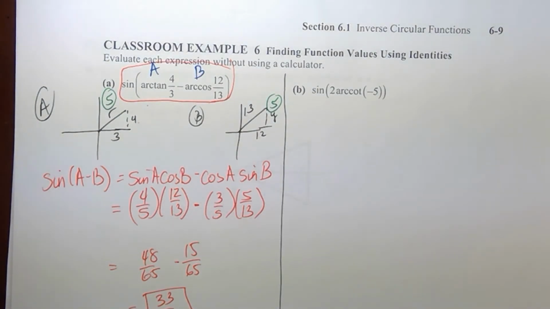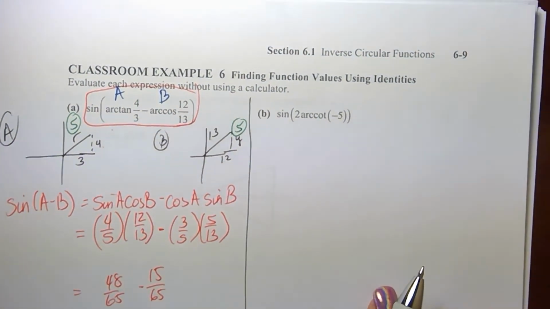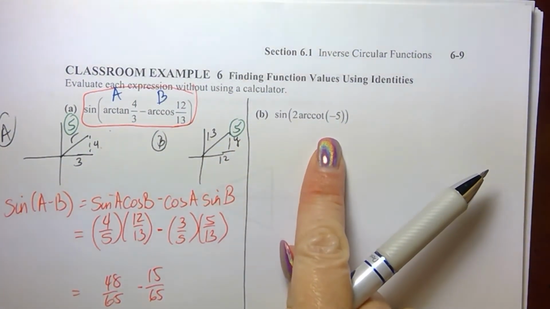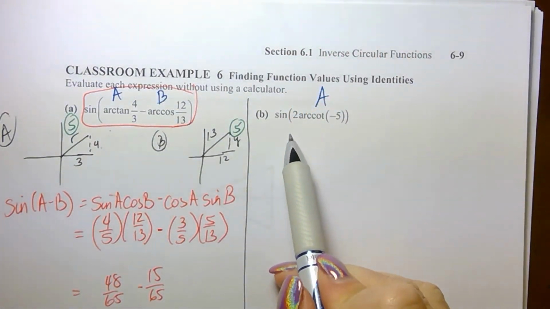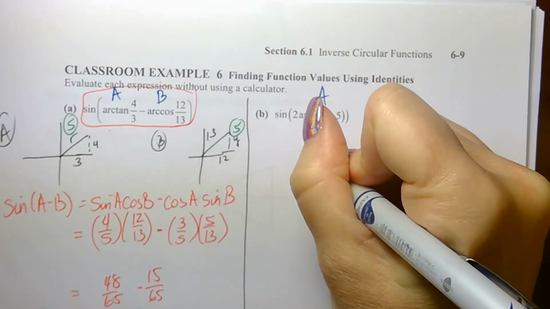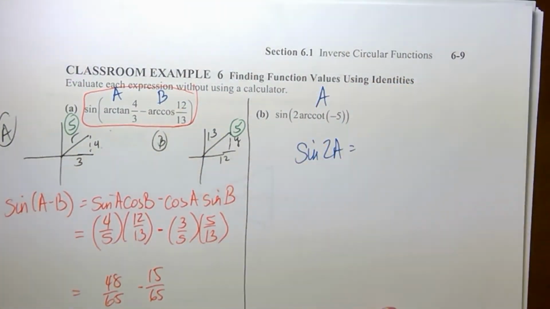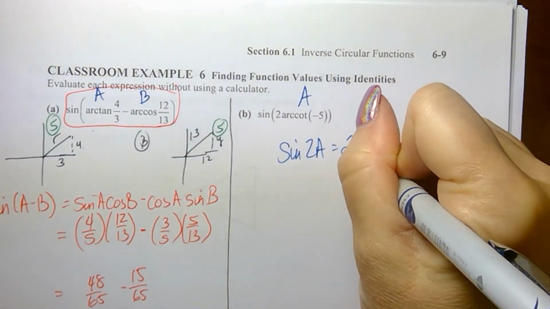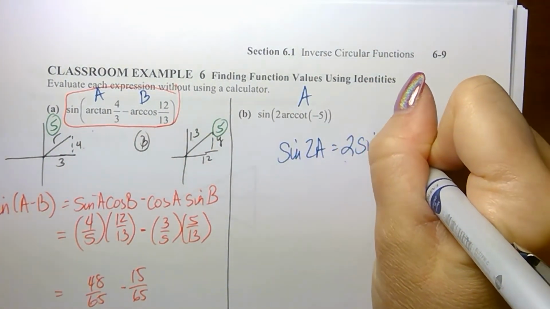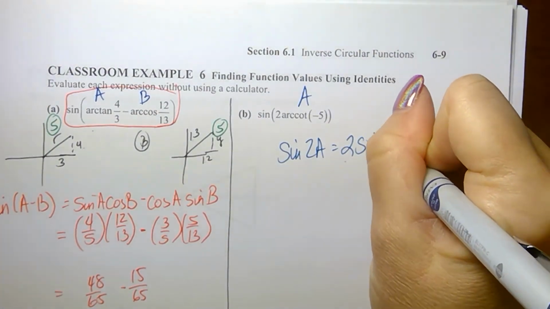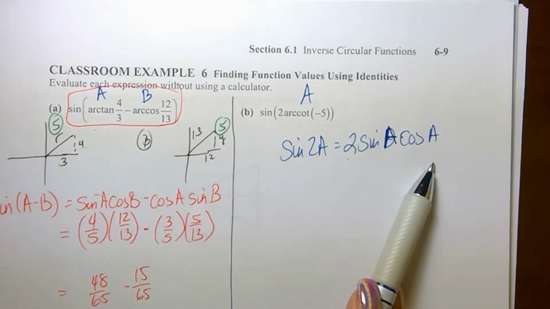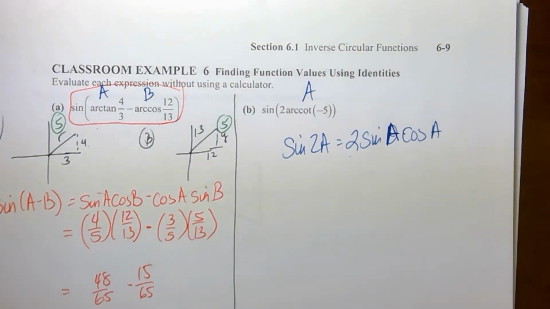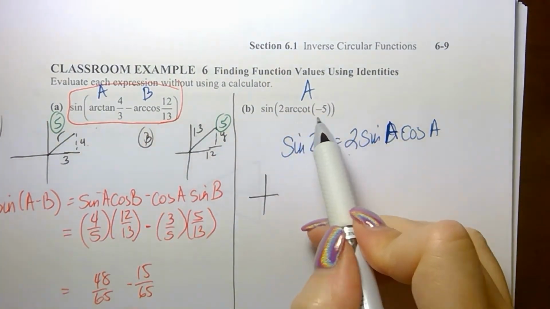All right, the next one, we are looking at sine of 2 times the arc cotangent of -5. So this is a double angle identity. If this is A, this is sine of 2A. My double angle sine identity, if I look at my identity sheet, is 2 sine A cosine A. So I need to know the sine of A and the cosine of A, which means I need to sketch my angle.